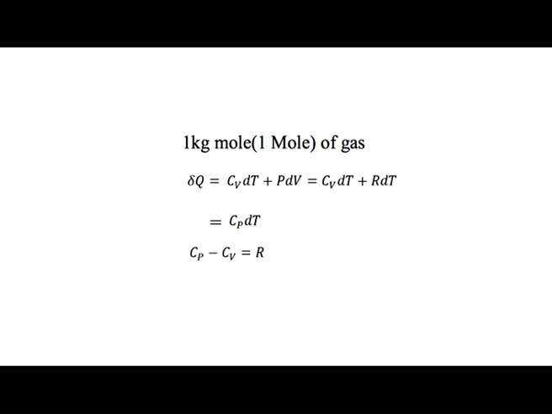The quantity of heat supplied to the system will result in an increase in temperature as well as an increase in volume. So for 1 kilogram mole of gas, delta Q is given as Cv dT plus P dV. Here P dV is equal to R dT from the ideal gas equation. Then we substitute R is equal to Cp minus Cv, and we get Cp dT. Here R is the universal gas constant for 1 mole of gas.